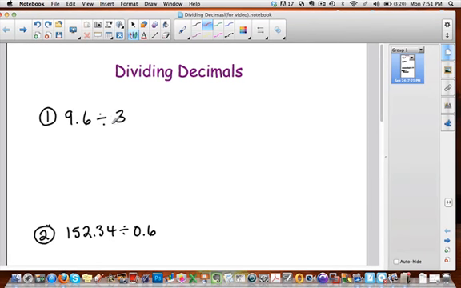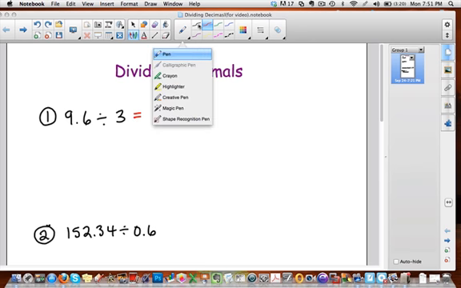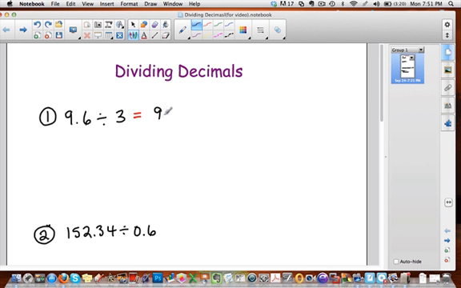Okay, there are two ways you often see division written. 9.6 divided by 3, or it's also seen written with the division bracket. Okay? So, how do we do this? Well, this means how many times is 3 going into 9.6?